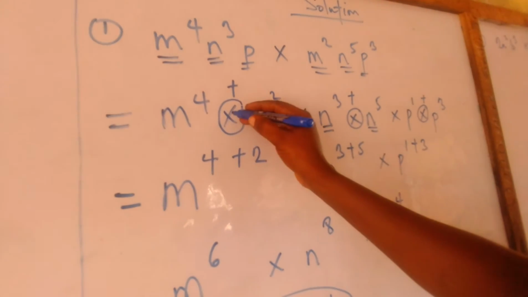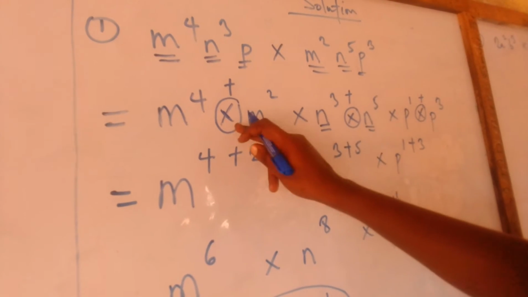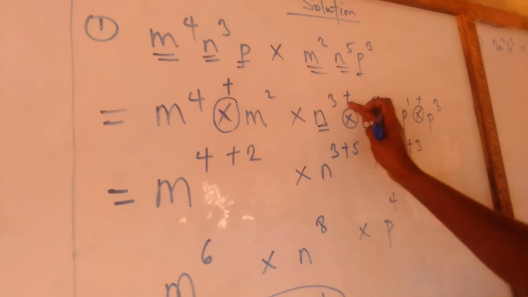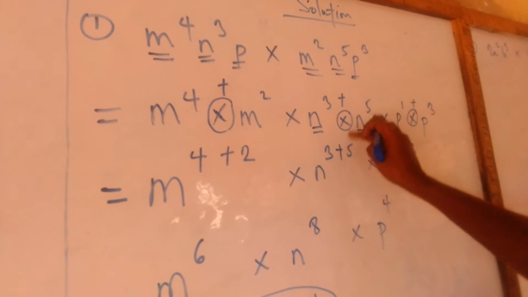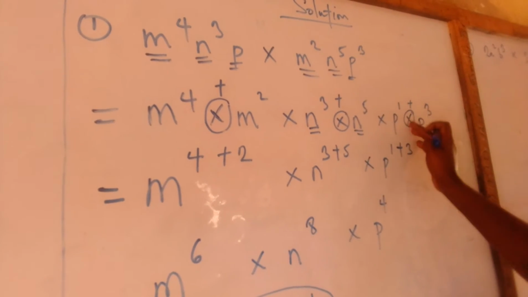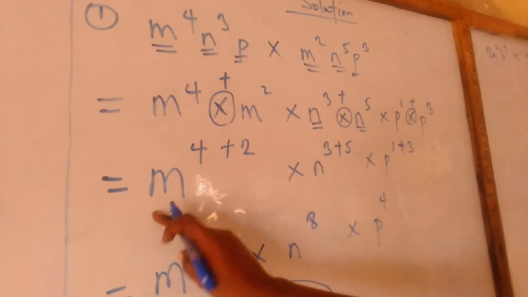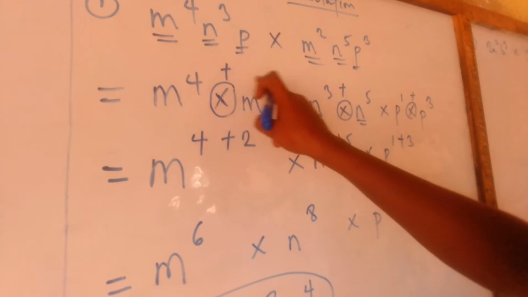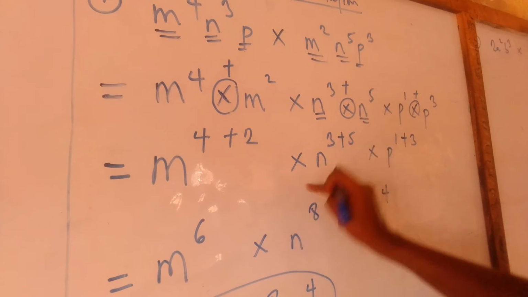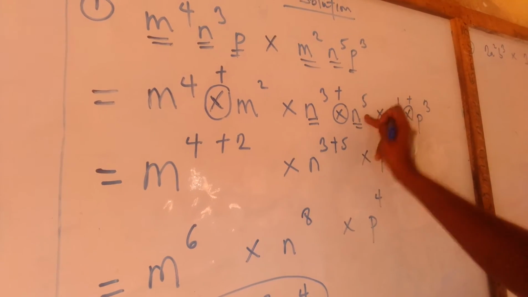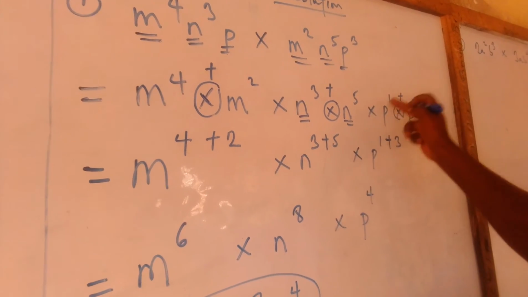Anytime we have times in between the two, the times will change to plus. Then we have m raised to power 4 plus this 2, times n raised to power 3 plus this 5, times p raised to power 1 plus this 3.